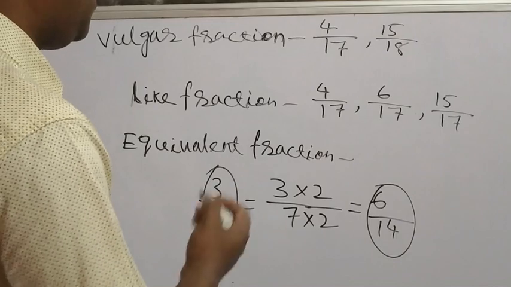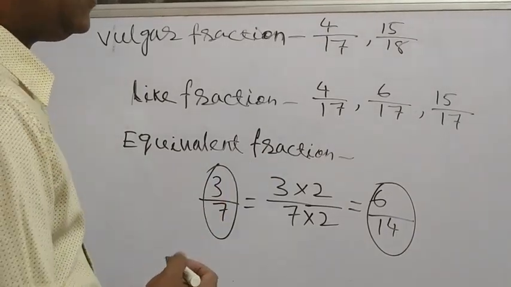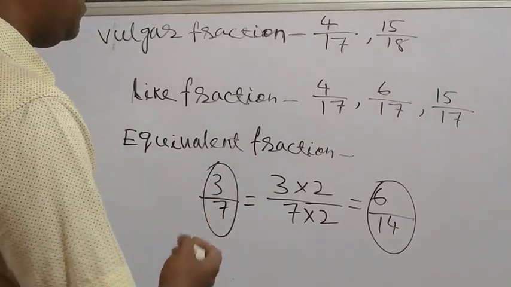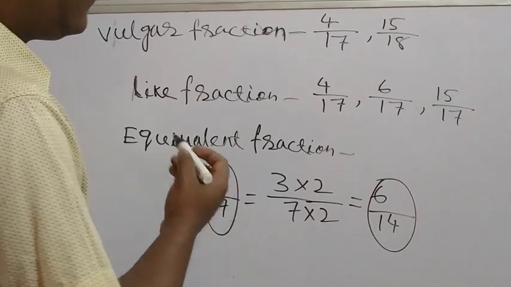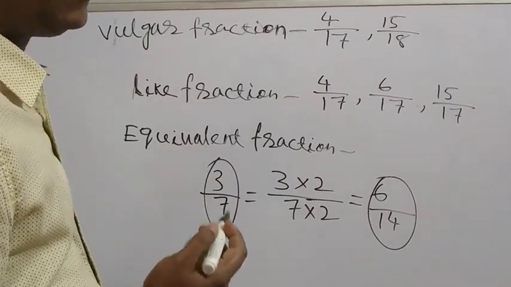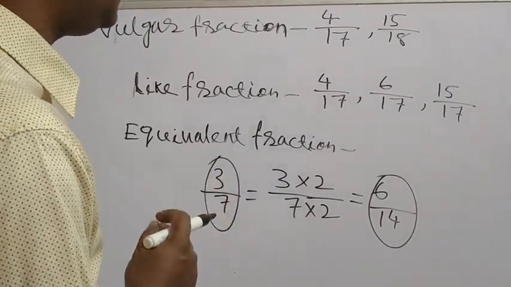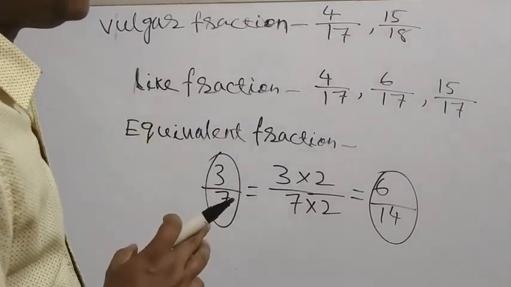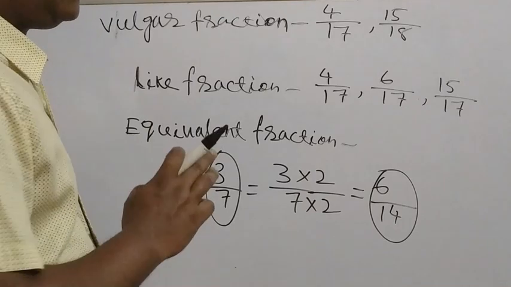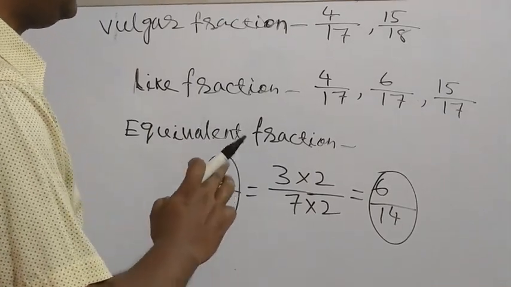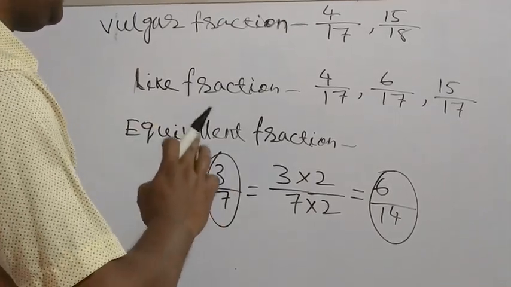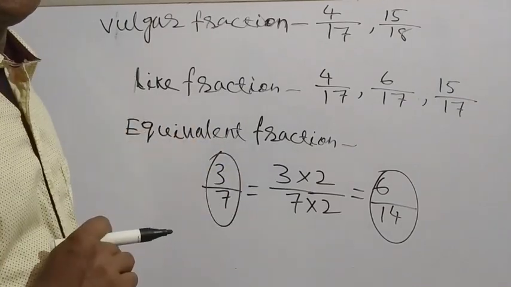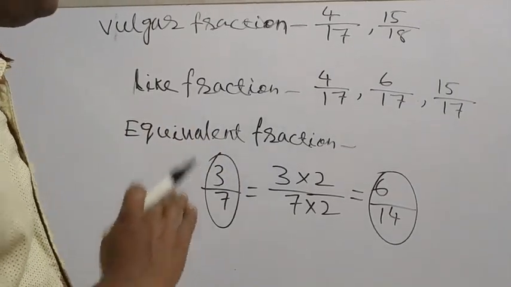Like this, if in the numerator and denominator the same number is divided, we will also get the same fraction. That is called equivalent fraction. So two important points. If in the numerator and denominator the same number we are multiplying or the same number we are dividing, both fractions are equivalent. So this is called equivalent fraction. Understood? These are the concepts about fraction.